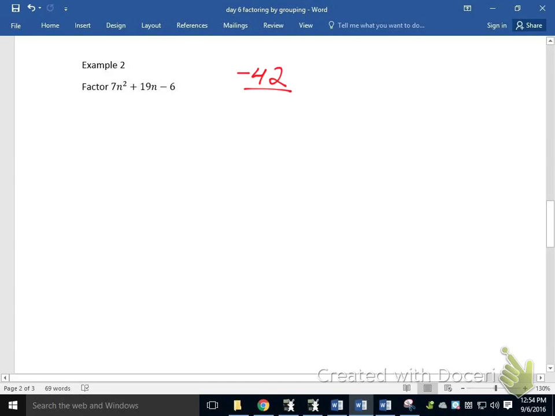And now I'll run through things that multiply to negative 42. Negative 1 times 42, that does not add to 19. Negative 2 times 21 does. So now that's how I will split up the 19n. So I now have 7n squared minus 2n plus 21n minus 6.